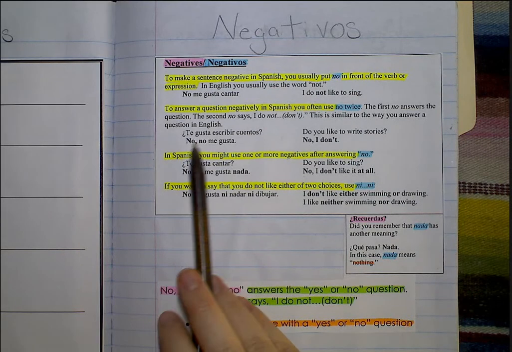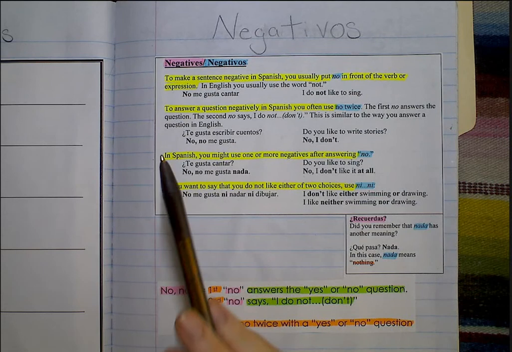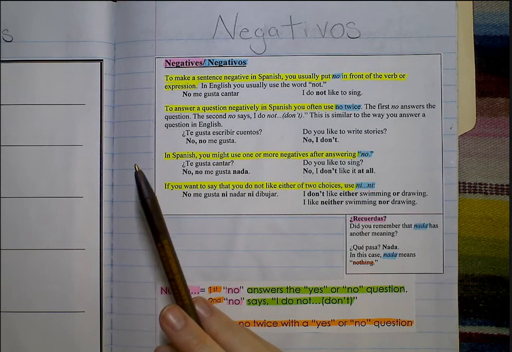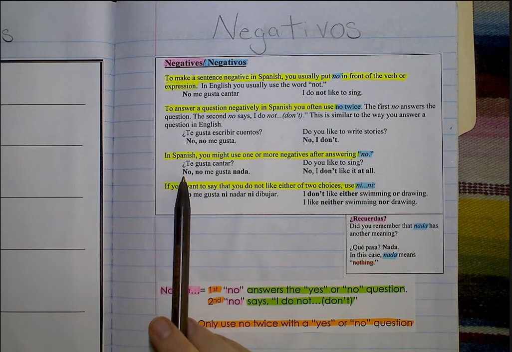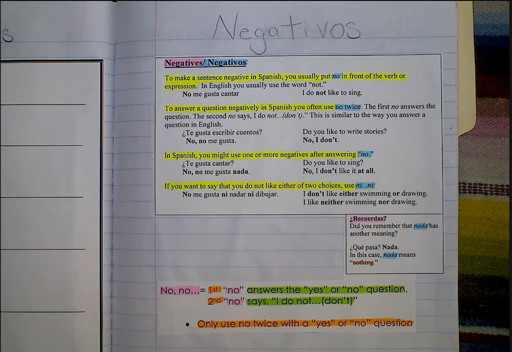No, no me gusta. But remember, you only use no twice in a sentence if you're being asked a yes or no question. Otherwise, one no is sufficient. Thirdly, when you want to say you don't like something at all, no, no me gusta nada. Okay, so nada comes at the end. And then if you're saying you don't like either of two choices, you use ni. No me gusta ni nadar ni dibujar.